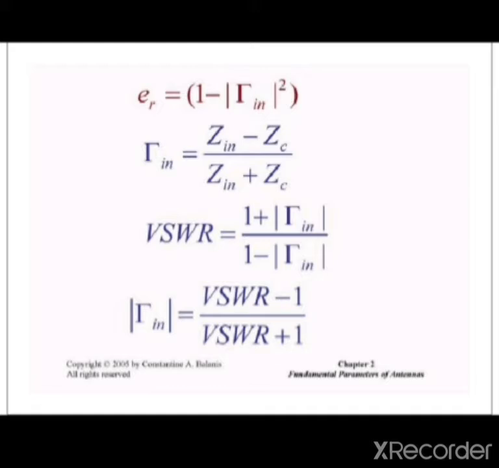So same. From this, the VSWR, which is generally indicated by S, is equivalent to 1 plus gamma by 1 minus gamma. Therefore, gamma is equal to VSWR minus 1 by VSWR plus 1. This is the relation between the voltage standing wave ratio and the reflection coefficient.